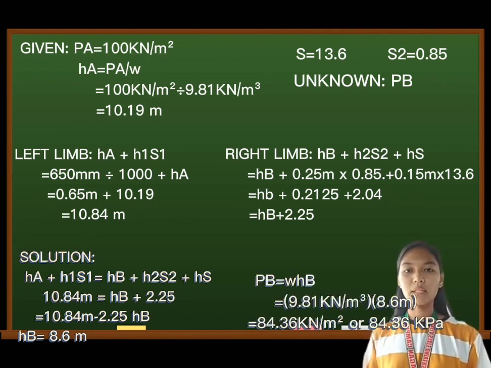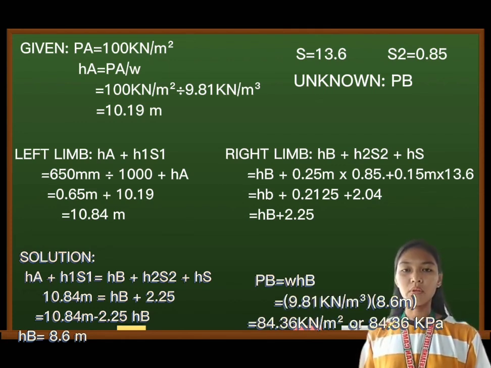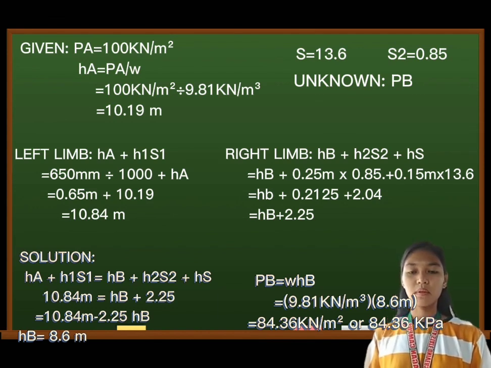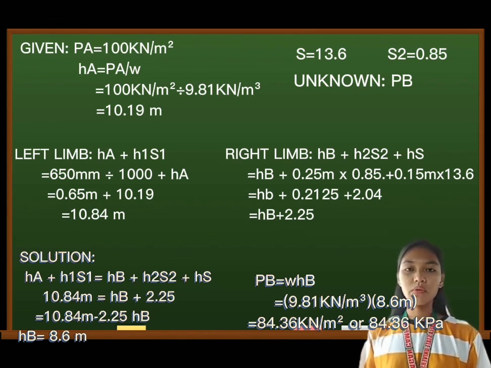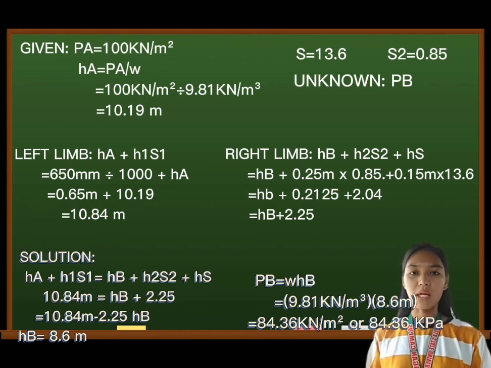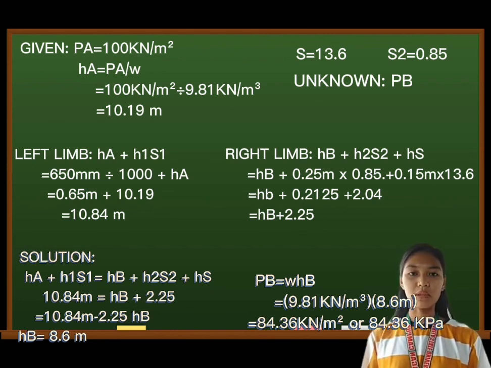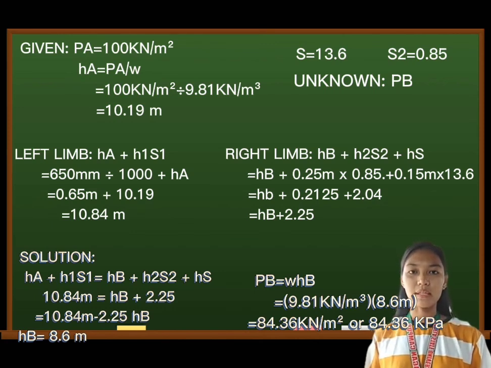So, to get the pressure at B, we need to use the formula PB is equal to W times HB. So, W is 9.81 kN per cubic meter times our HB, which is equal to 8.6 meter, is equal to 84.36 kN per meter square or 84.36 kilopascal.